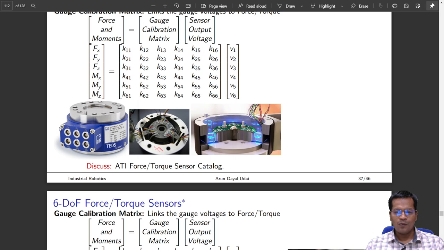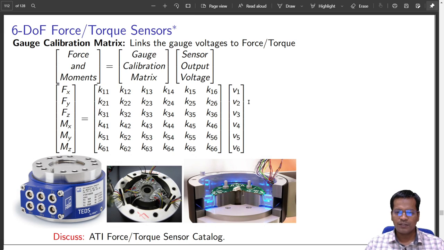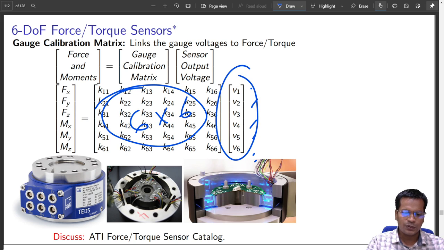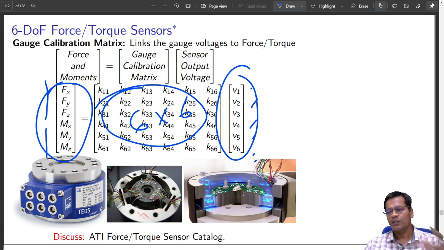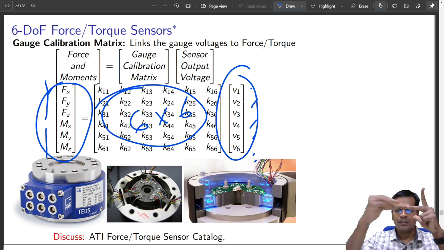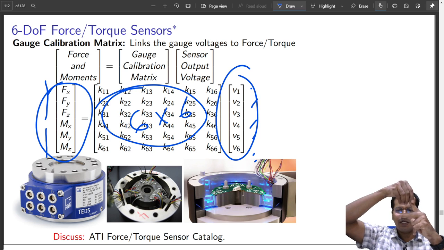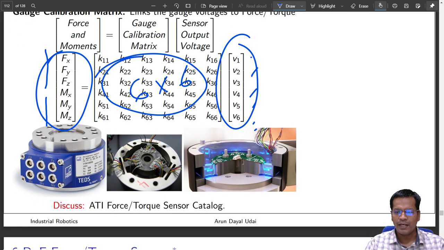Now how are they related? You have six different voltages, 1, 2, 3, 4, 5, 6, and you have a matrix of 6 cross 6, which relates these voltages to the external forces. The force is a generalized force, so it is Fx, Fy, Fz, and three moments. So you can have three linear forces, and moments in all three directions.